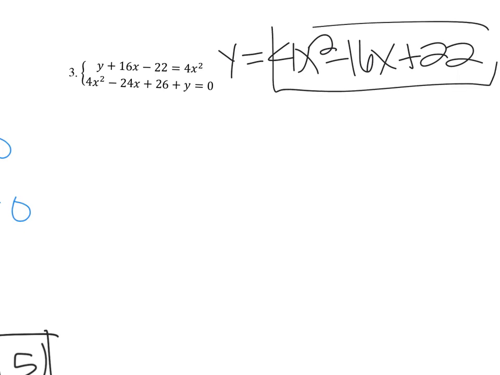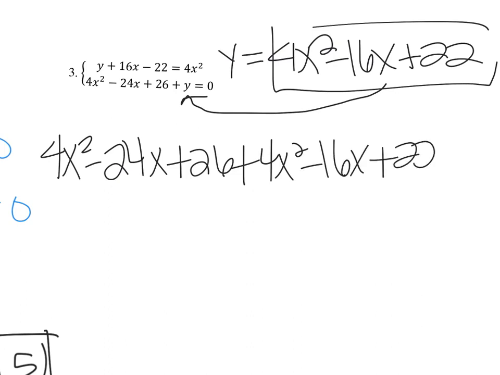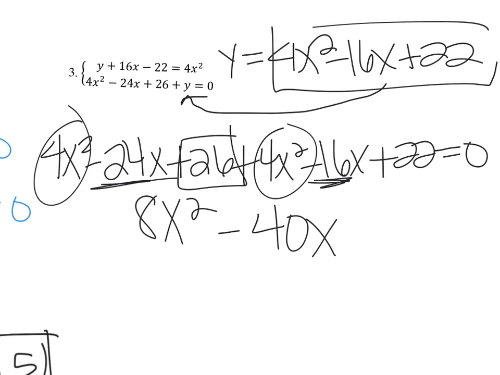Now all of this needs to be replaced here. Okay, so we're going to replace it. We have 4x squared minus 24x plus 26 plus 4x squared minus 16x plus 22 equals 0. All right. So at this point, I would combine like terms. So I have 8x squared, negative 24 and negative 16, we get negative 40x. And then 26 and 22, we get 48 equals 0.